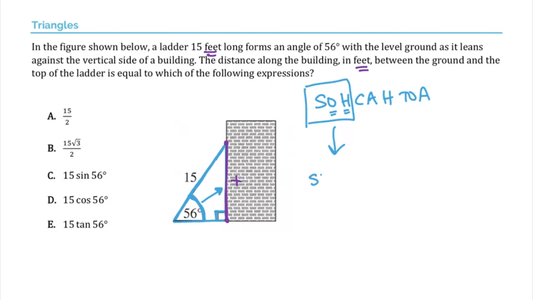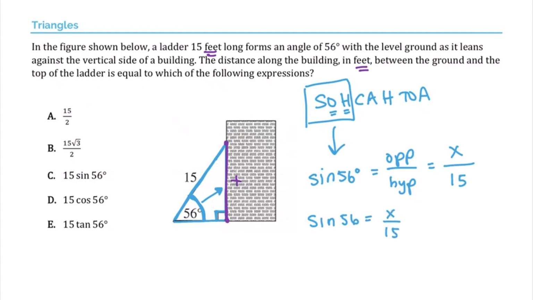So remember, the sine of 56 degrees equals whatever's opposite that 56 degrees over the hypotenuse of the triangle. What is opposite the 56 degree angle is x, which we're trying to solve for, over the hypotenuse, which is 15. So if the sine of 56 equals x over 15, because I am dividing by 15, to get x by itself I'm going to do the opposite and multiply by 15 on both sides so that they cancel. I'm left with 15 times the sine of 56 equals x. So it looks like the correct answer is C.